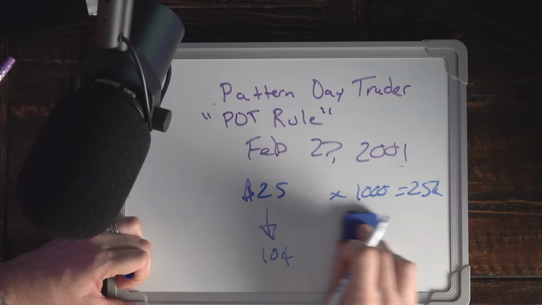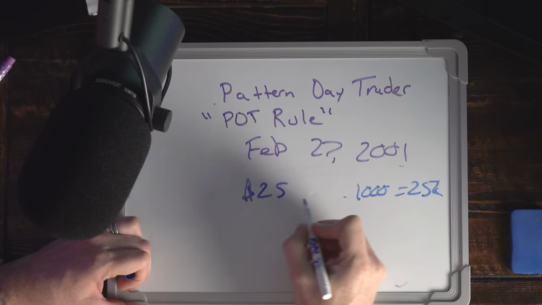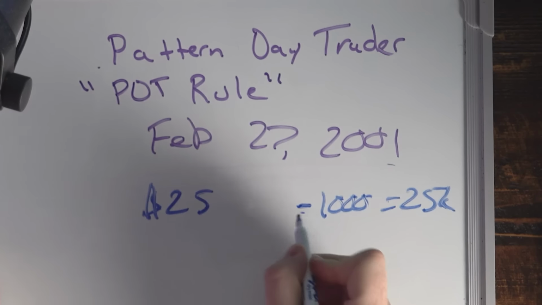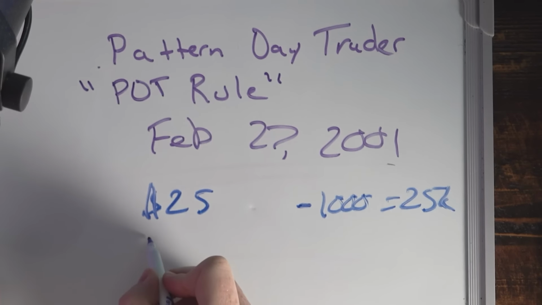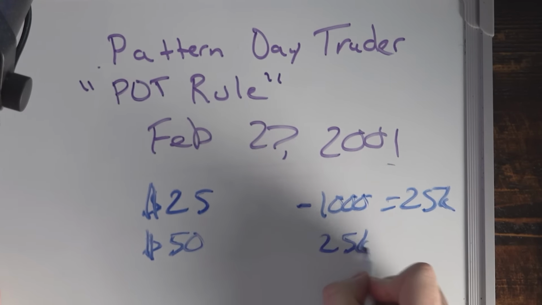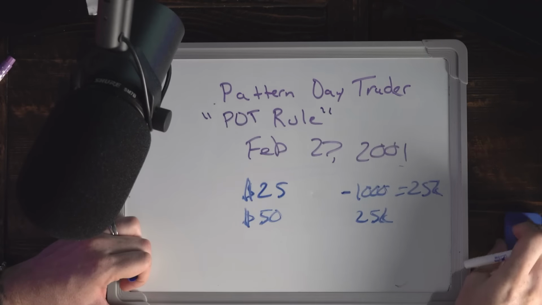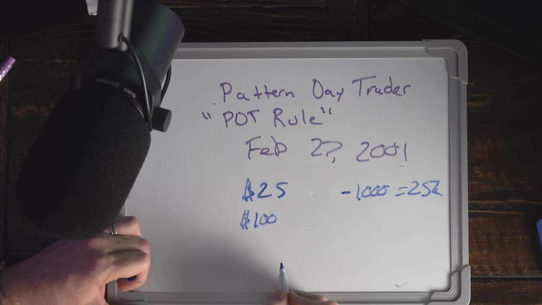Okay, well, wait. What if you did it this way? What if you said $25 a share, I'm going to short it. I'm going to go negative 1,000 shares. And what if the stock then goes up to $50 a share? If it goes up to $50 a share, you're down 25 grand. What if you were in that position and the company got bought out at $100 a share? News broke and they got bought out at $100 a share.